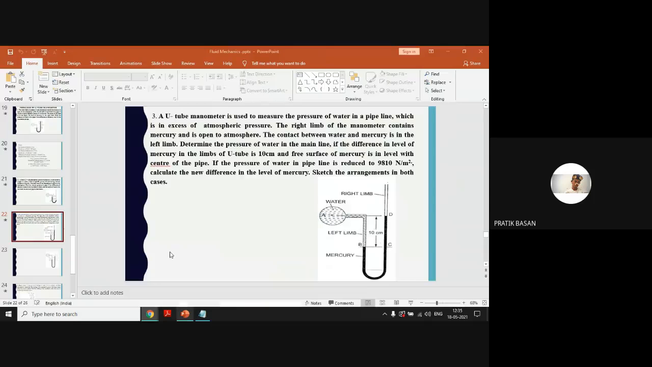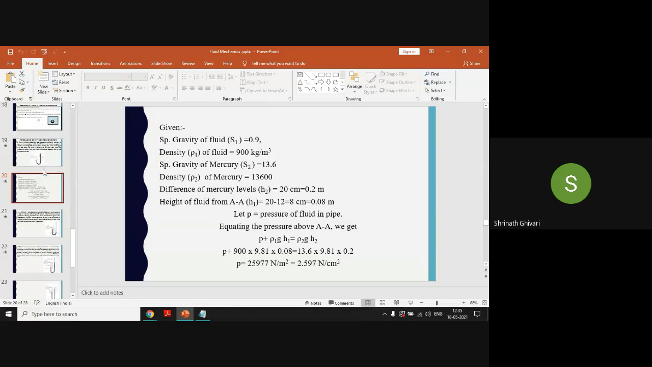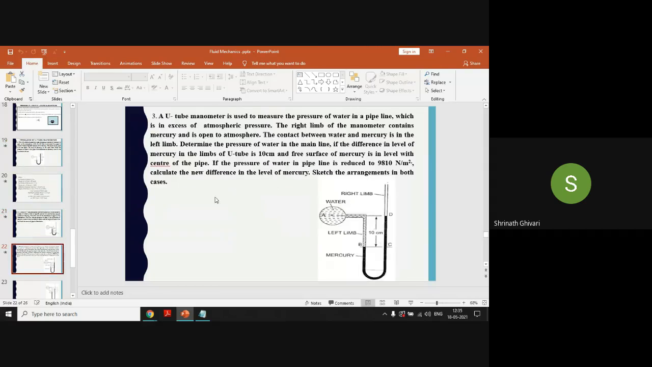Okay. So in the previous class, we have done two problems. One was based on a U-tube manometer for gauge pressure, and another was a U-tube manometer for vacuum pressure. So the next problem is like this. We shall see the problem now.